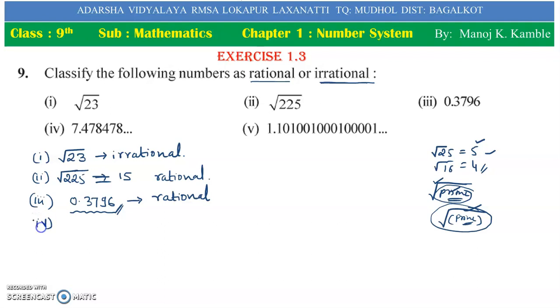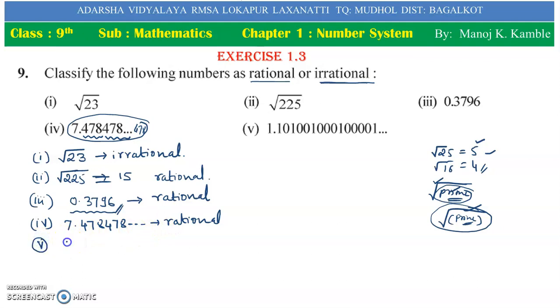Next, Roman 4, check it out here. 7.478, with 478 repeating, 478, 478. So 478 is repeating here. That's why this is a rational number. Why is it a rational number? Because the decimal expansion is recurring, it is repeating.